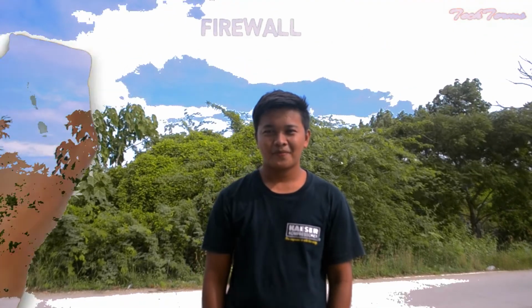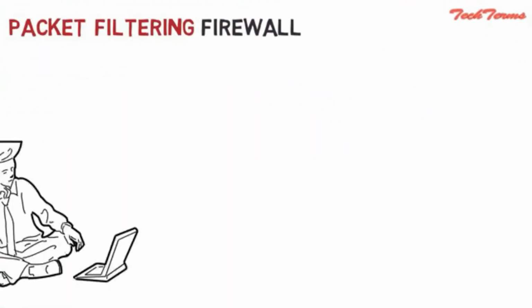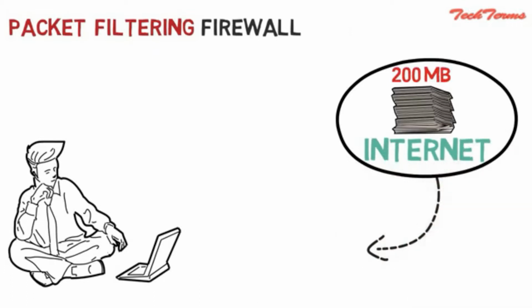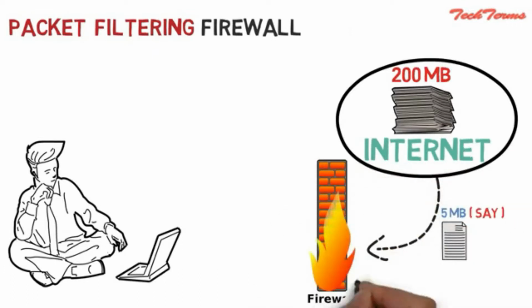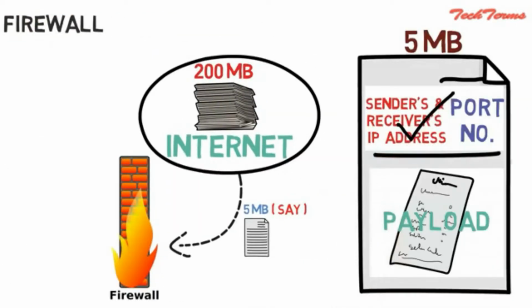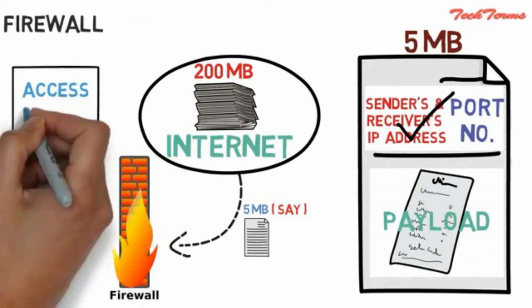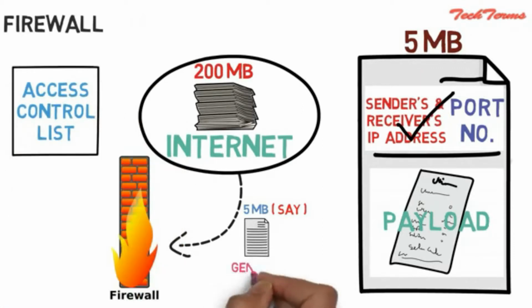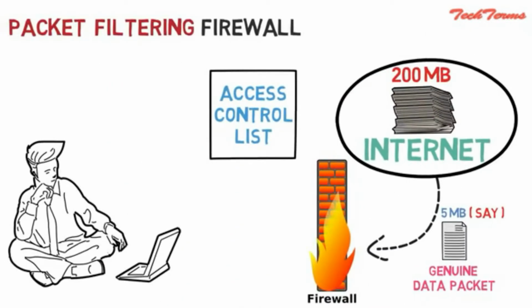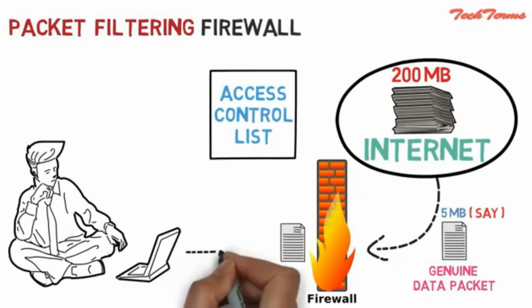Number 1, packet filtering firewall. Suppose I am downloading a file from the internet. When the data packet arrives at a packet filtering firewall, it only checks the sender's and the receiver's IP address and the port number present in the data packet. The rules written in a list called an access control list are used for data packet verification. If everything is okay, then the data packet is allowed to pass through the packet filtering firewall and then to my computer.